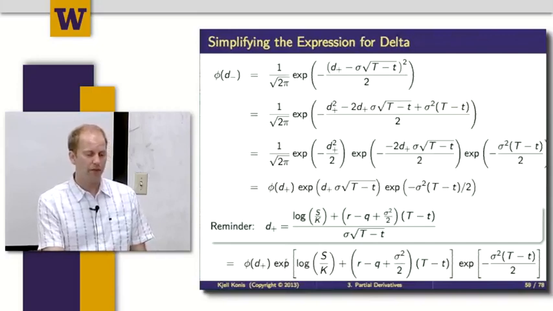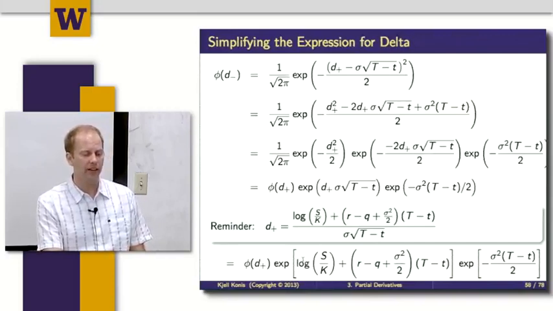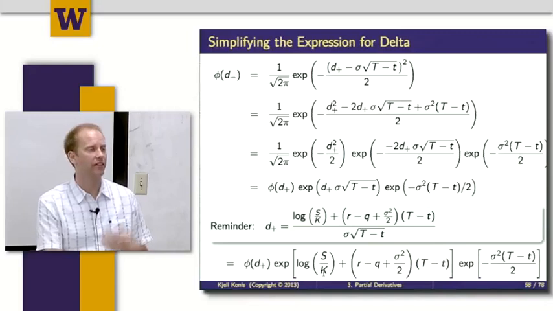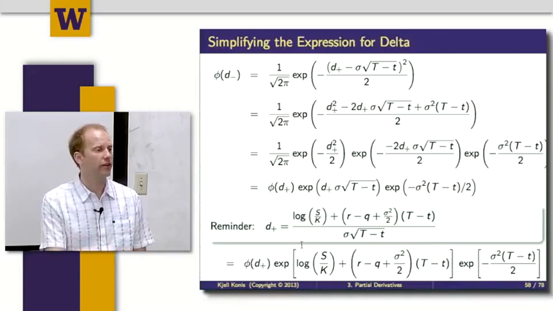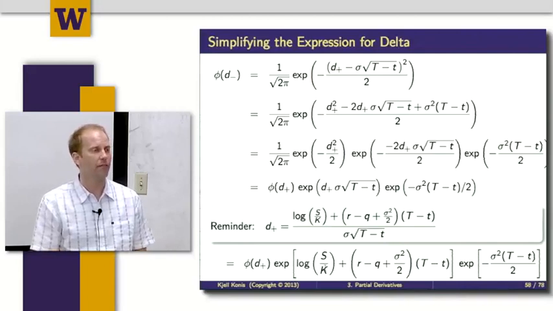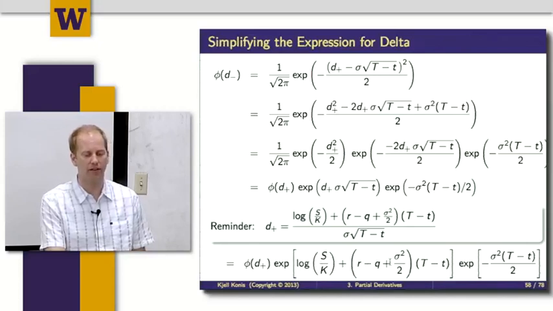So what's going to happen, I have e to the log of s over k. So the exponential and the logarithm, they're inverse functions of one another. The exponential undoes what the logarithm did. So this is just going to allow me to take an s over k out. And then when I have an exponential of a sum, that's equal to the product. So this is the same thing as e to the log s over k times e to the r minus q plus sigma squared over 2 t minus t.